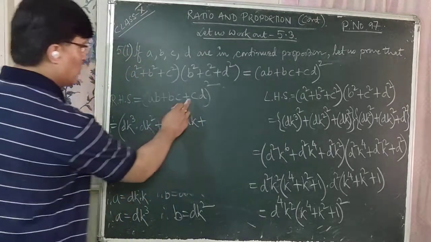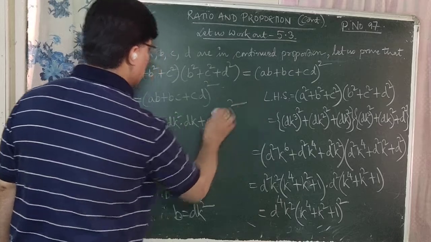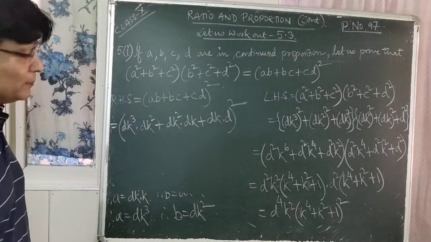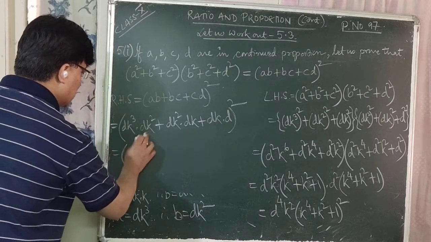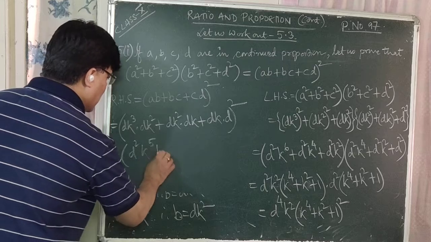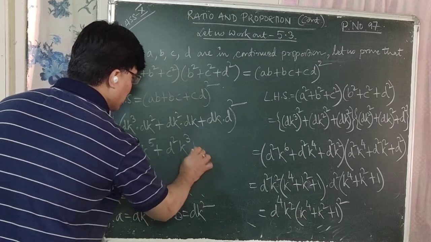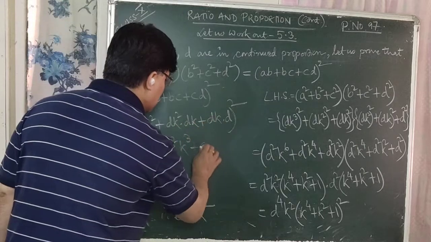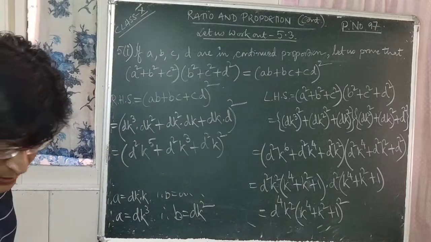Plus, again what is C? DK into D, D remains the same. This is whole square. So now let's simplify it, which is equal to, within bracket, D into D, D square K to the power 5, plus D into D, D square K cube, plus D into D, D square K, whole square, right?